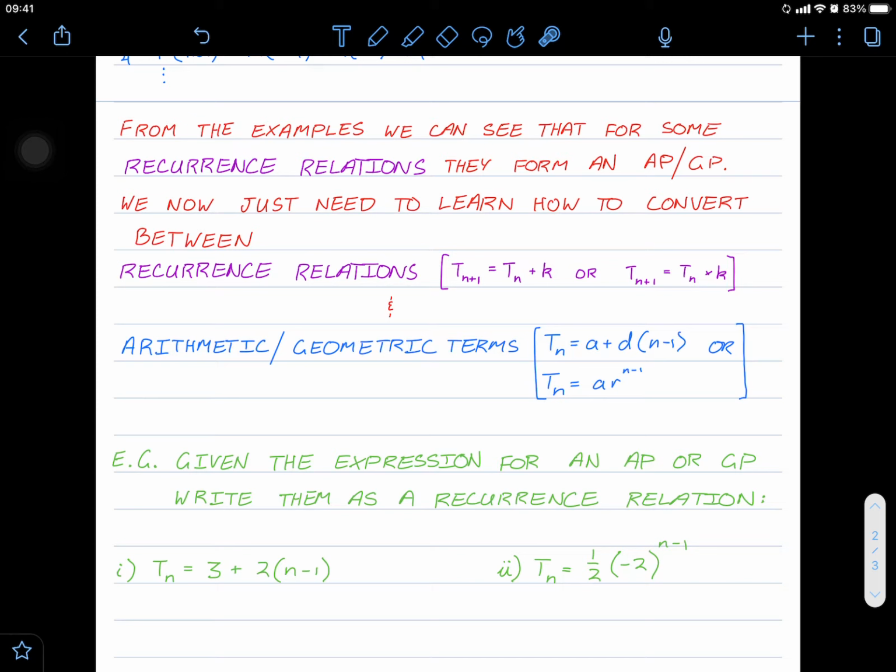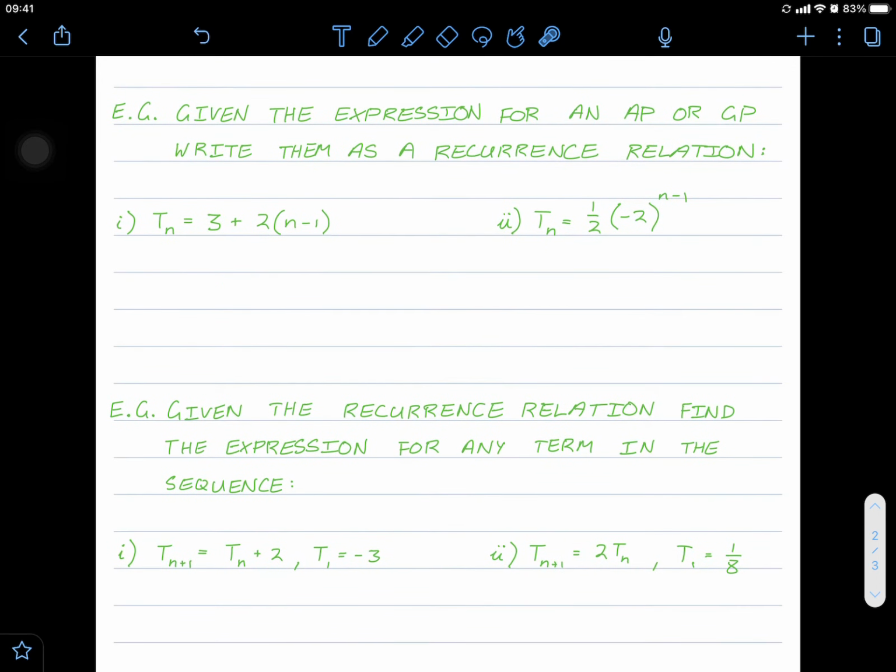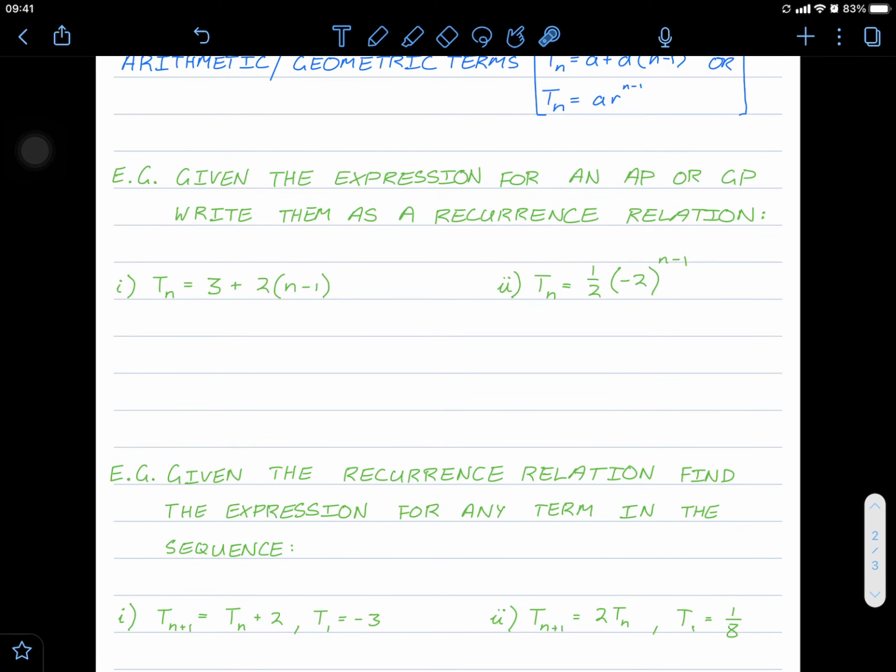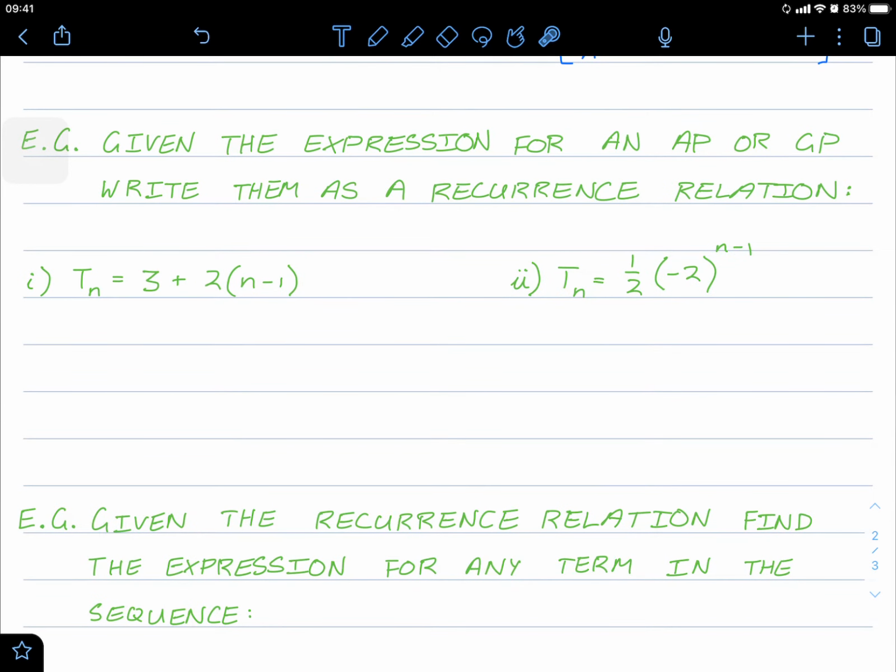We now just need to learn how to convert between a recurrence relation of this form into a geometric or arithmetic progression. So, let's go straight into an example. Given the expression for an arithmetic progression or geometric progression, write these as a recurrence relation. So these are APs. Let's find the recurrence relation for this.